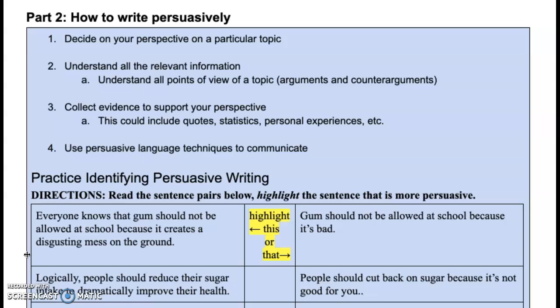How to write persuasively. The steps for writing persuasively are first to decide on your perspective on a particular topic. The second is to understand all of the relevant information, understand all points of view of a topic, arguments, and counterarguments. 3, collect evidence to support your perspective. This could include quotes, statistics, and personal experiences, etc. And 4, use persuasive language techniques to communicate.